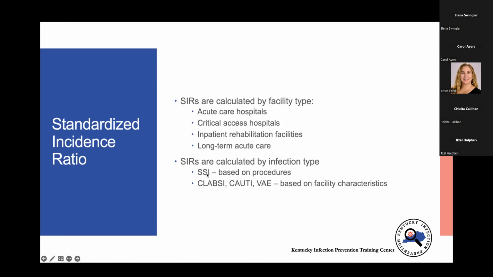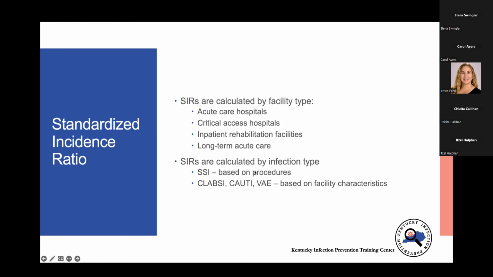The surgical site infections are based on the procedures and the patient characteristics. For example, it might say, are they diabetic, or their age or gender might be used in looking at your predictors for surgical site infections. And then your device-associated infections are all going to be based on your facility characteristics.